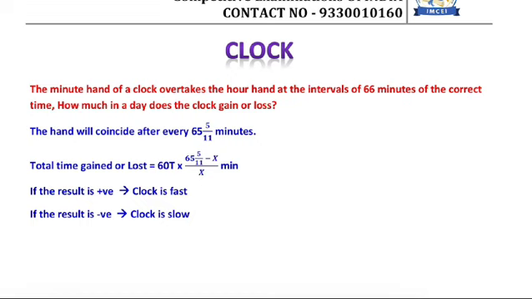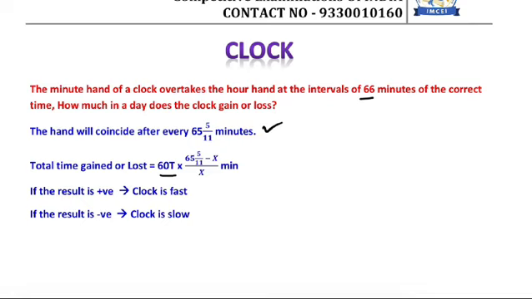Now the next question. The minute hand of a clock overtakes the hour hand at an interval of 66 minutes of the correct time. How much in a day does the clock gain or lose? We have to remember a simple trick that the hands of the clock coincide every 65 5 by 11 minutes. So here we need to apply the simple formula. The formula is total time gain or lost, means if it is a positive sign, the clock is fast, that is time gain. If it is negative time, clock is losing time, that is clock is slow.